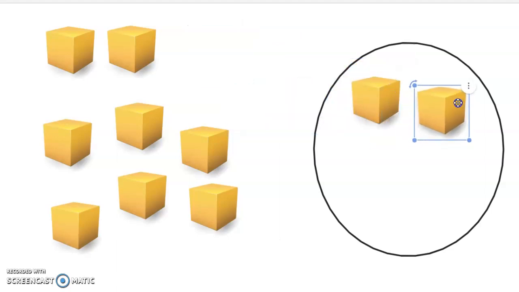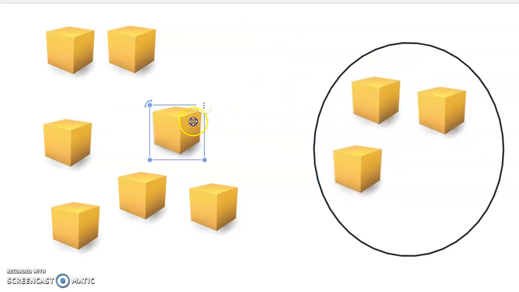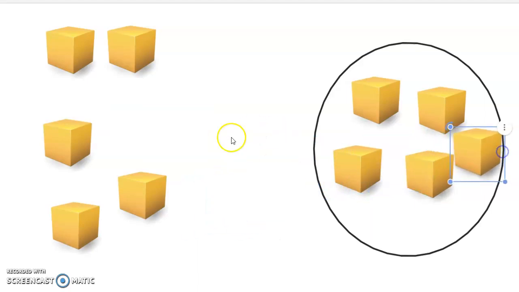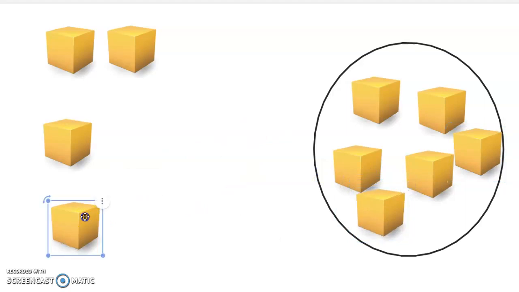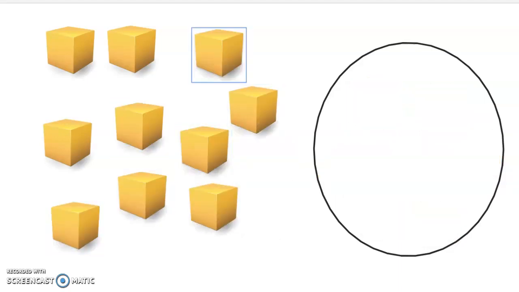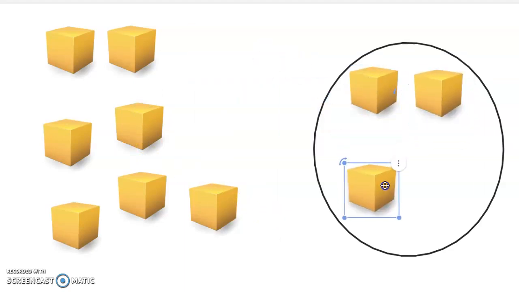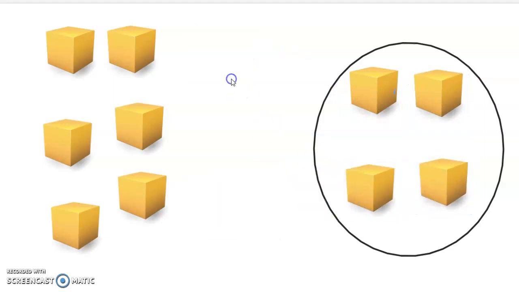1, 2, 3, 4, 5, 6, 7. Good. All right. Next, let's make a group of 4. 1, 2, 3, 4. Ready? 1, 2, 3, 4. Good, guys.